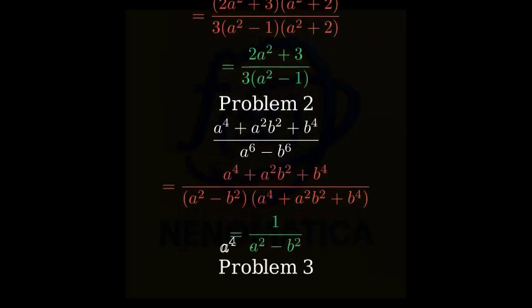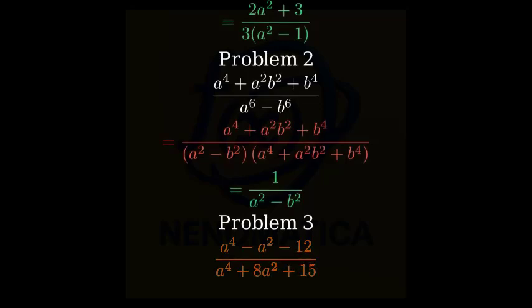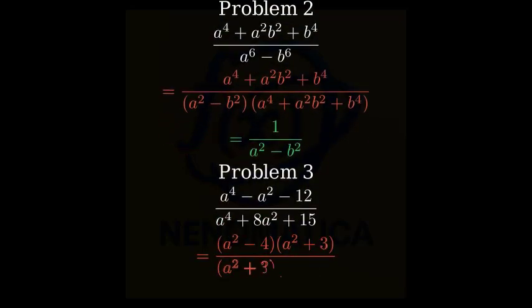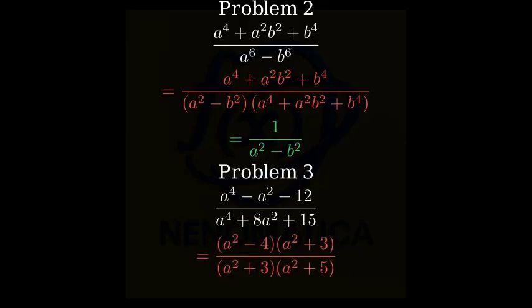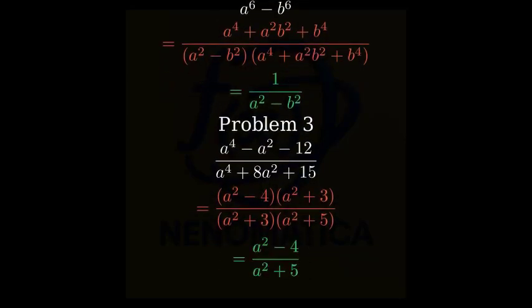Problem 3. Start with a to the fourth minus a squared minus 12 over a to the fourth plus 8a squared plus 15. Step 1. Factor the numerator and the denominator as quadratics in a squared. Now cancel the common factor a squared plus 3 and write the simplified result.